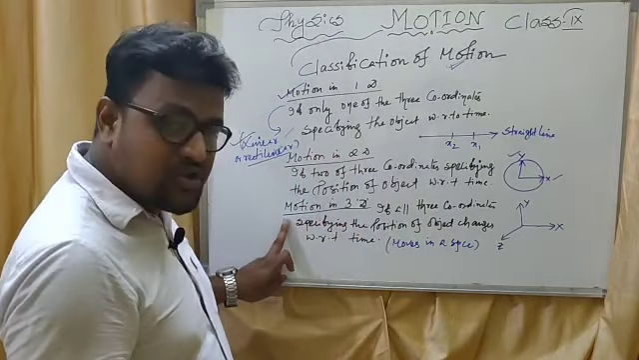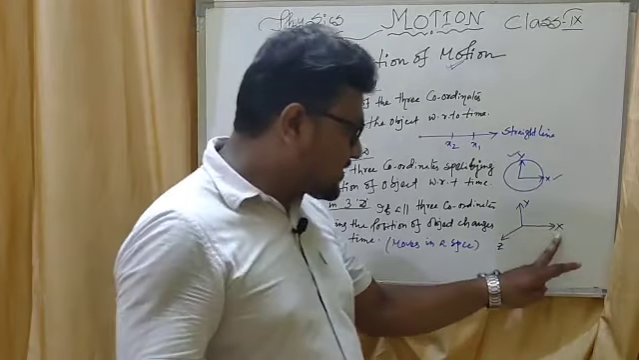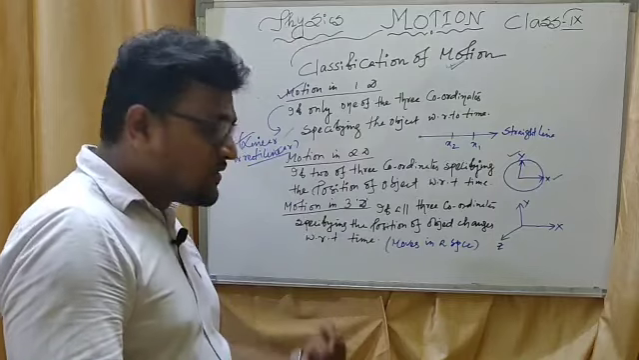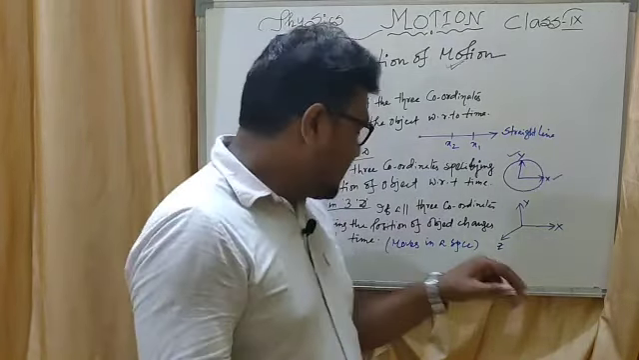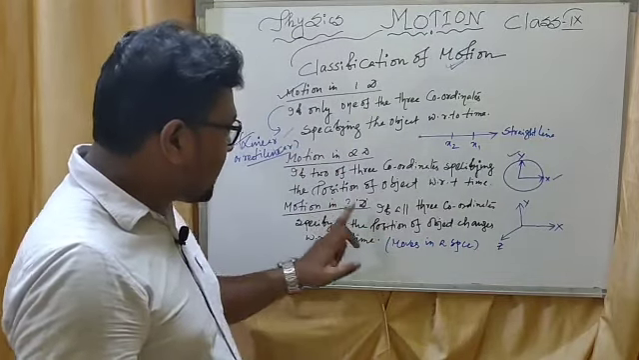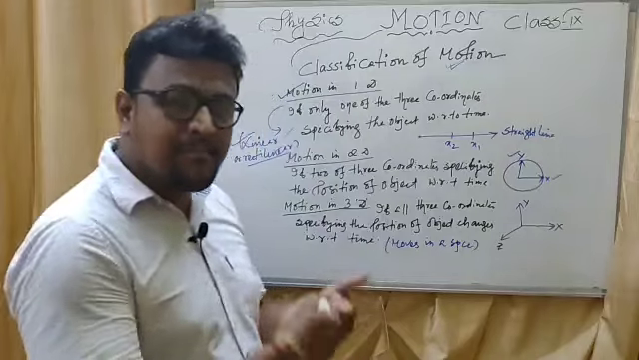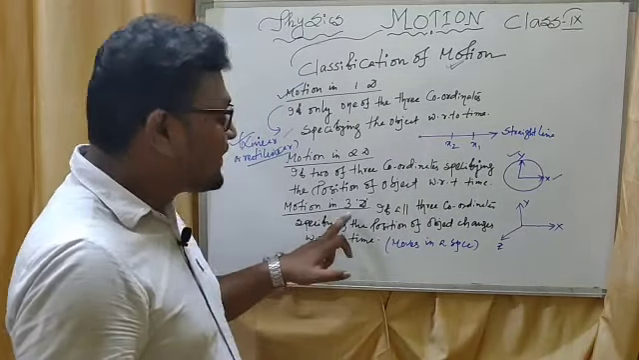Third part, motion in 3D. If all three coordinates, that means x, y and z, specify the changes of an object with respect to time, that is called motion in 3D, or you can say it moves in space. You can give the example of a bird flying, right? With the concept of motion in 3D.